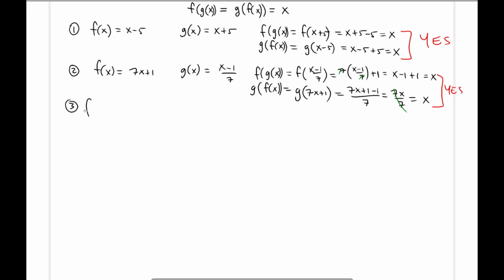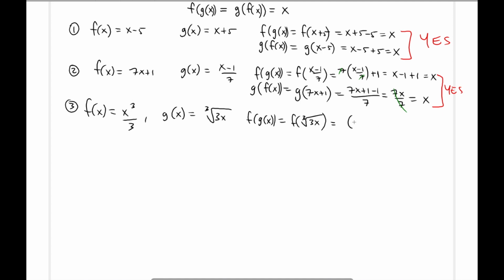What about if we have f of x is equal to x cubed divided by 3, and g of x is equal to the third root of 3x? Let's test that. Let's first find the f of g. So we're trying to find the f of this cube root of 3x. That means we're replacing the x itself with the cube root of 3x, right?